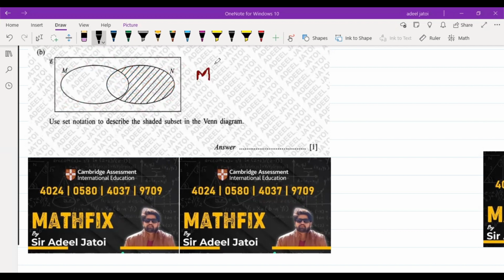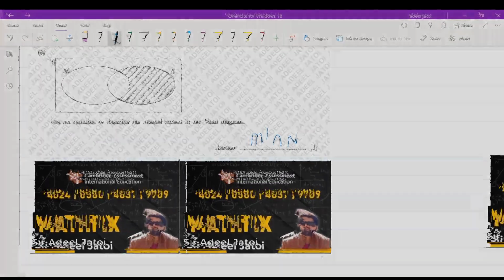So it should be M complement intersection N. So the answer for this will be M complement intersection N, or N intersection M complement, that is all up to you. So such questions are even tested by the examiner in the past paper.